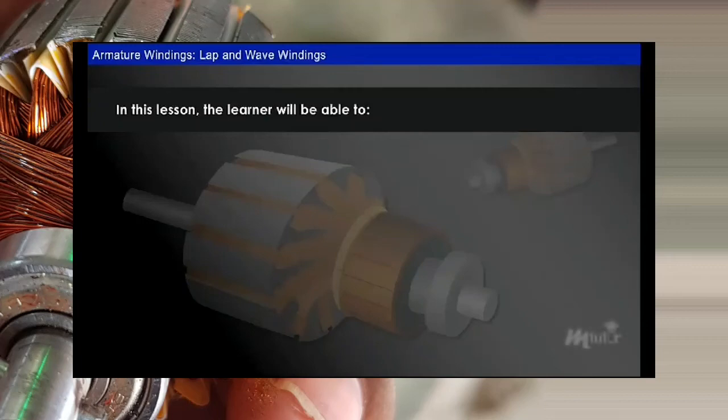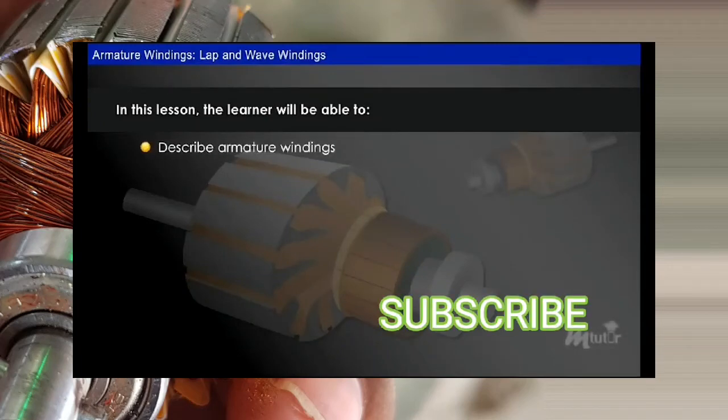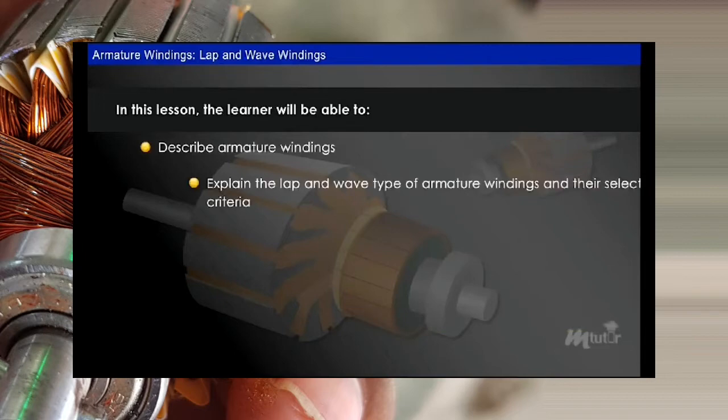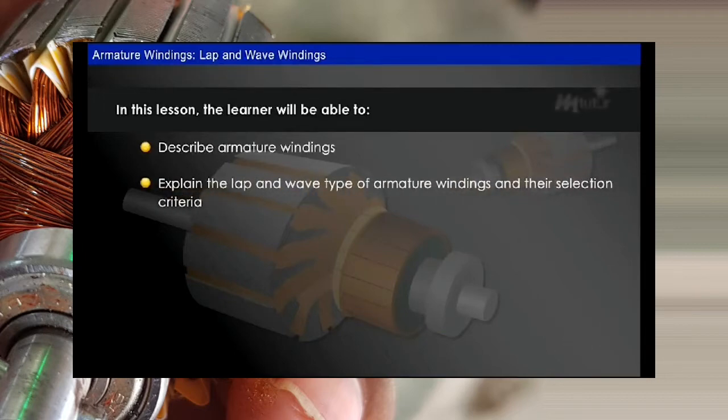will be able to describe armature windings, explain the lap and wave type of armature windings and their selection criteria, define equalizer rings and dummy coils.